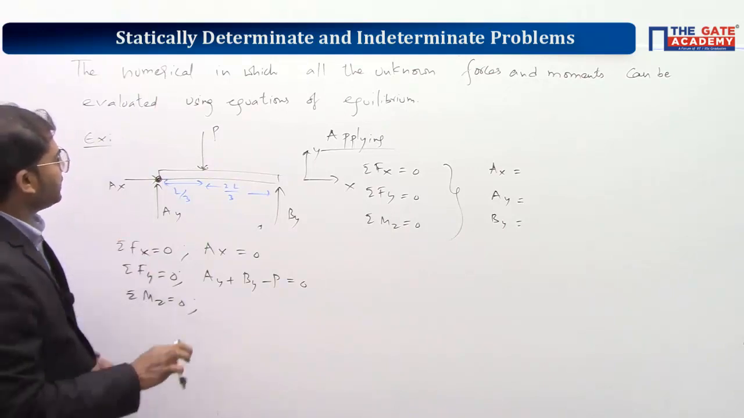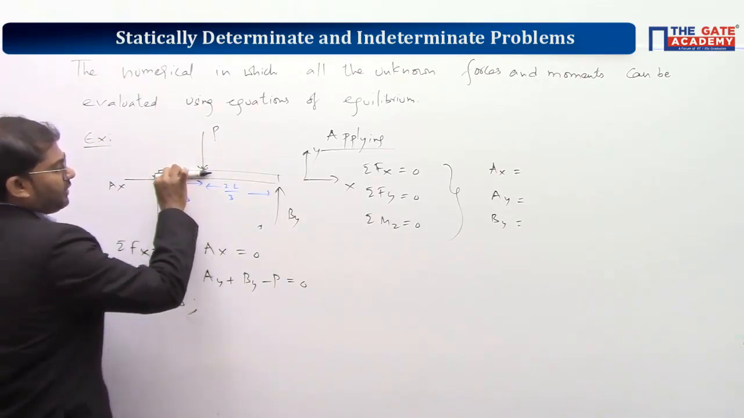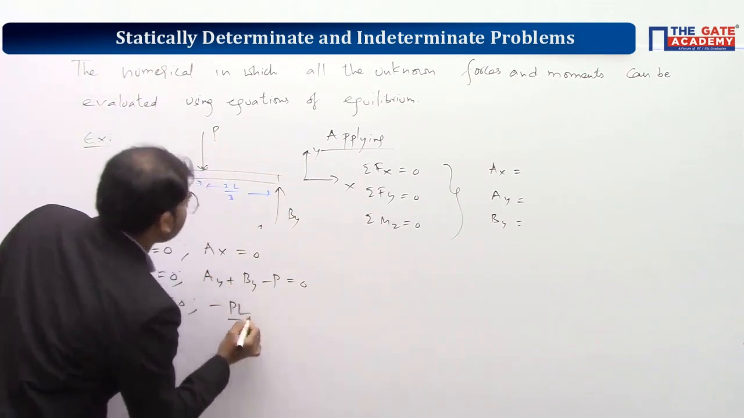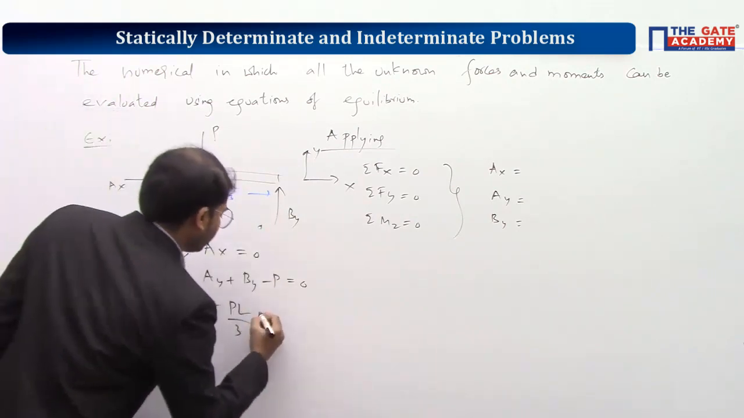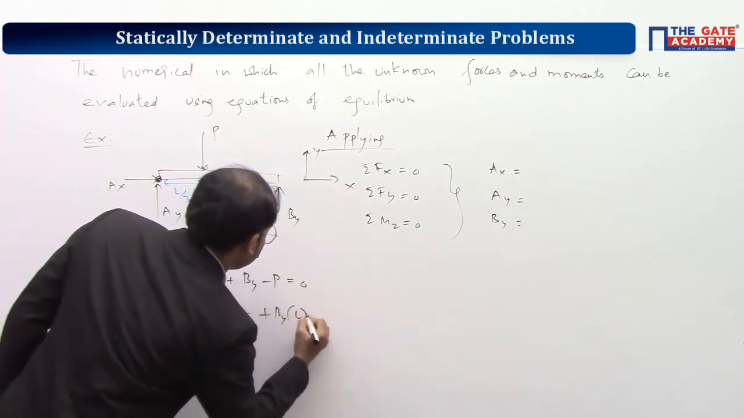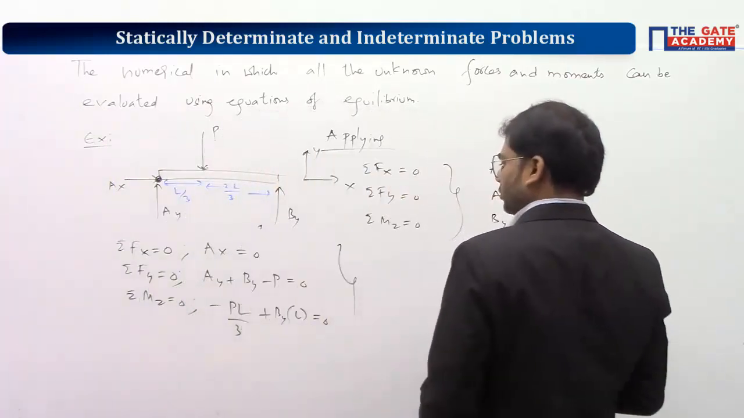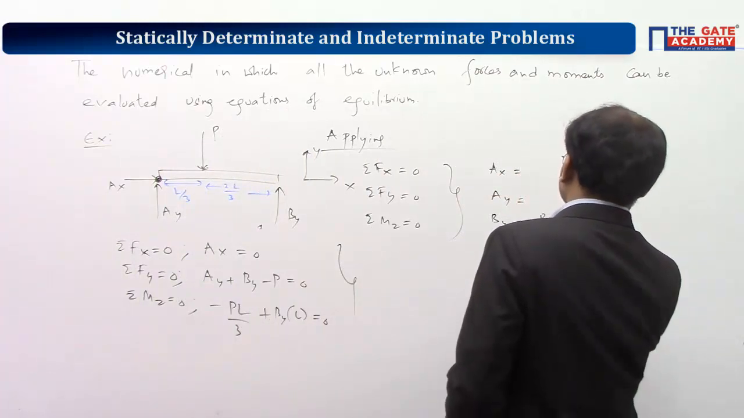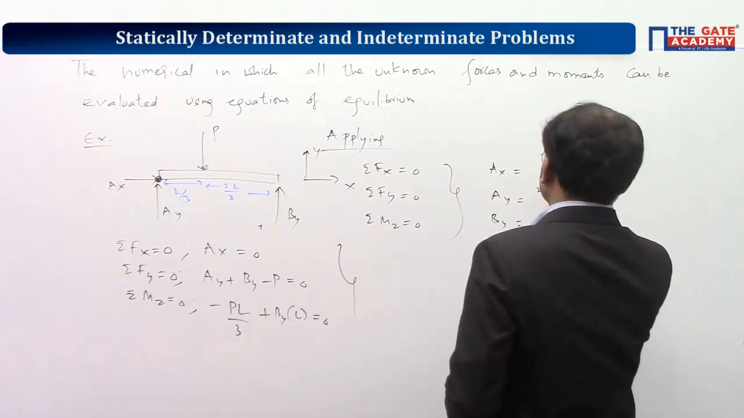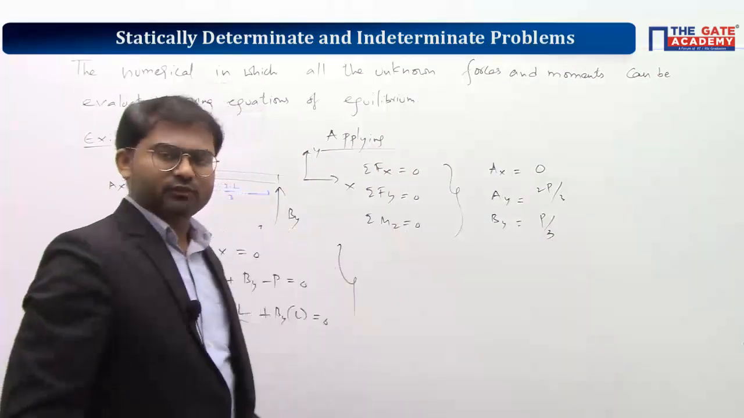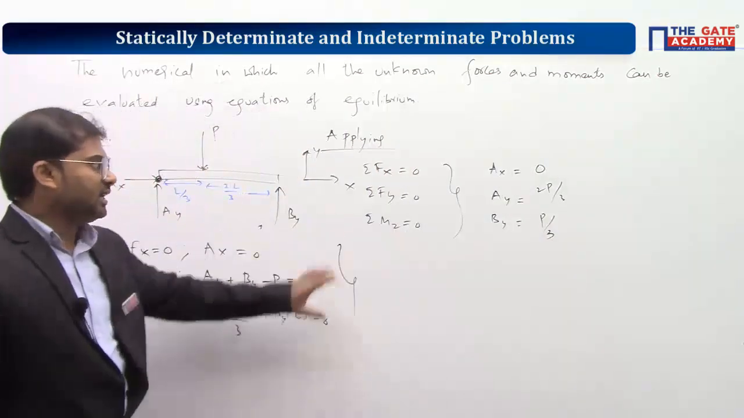So now if you take this P, P is acting and giving rise to clockwise rotation. So P into L by 3 clockwise, plus By into L anti-clockwise is equal to 0. So all these give rise to By is equal to P by 3. So Ay becomes 2P by 3 and Ax is equal to 0. So you got all the unknown reaction forces and moments by using these three equations.